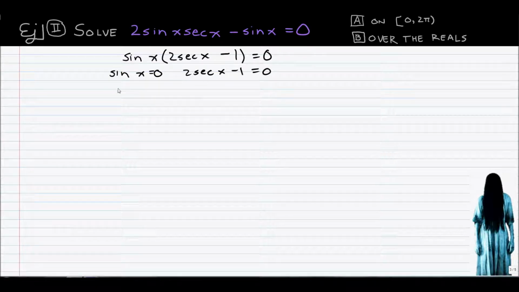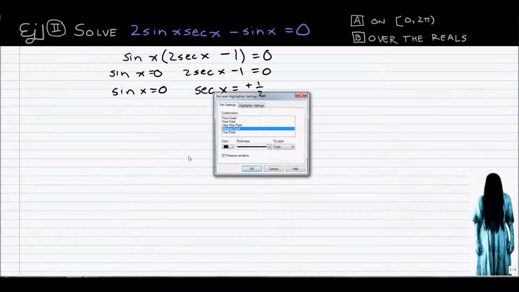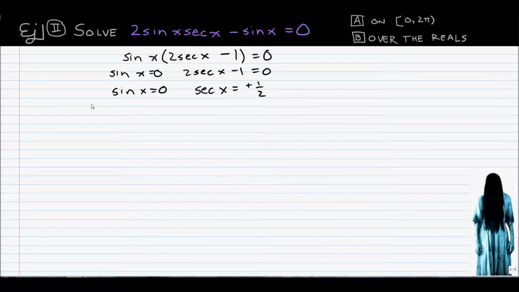From here, obviously this isn't enough. I've got the sine of x equals 0 part, that's great, but over here I'm going to add 1 and divide by 2. I'm going to get that secant of x equals positive 1/2. And so now I'm ready to start solving. So I'll switch to red pen color. Let's look at the first one. First of all, sine of x equals 0. So if we think about ASTC, and we use what we know about the intermediate value theorem, because see, it's calculus.